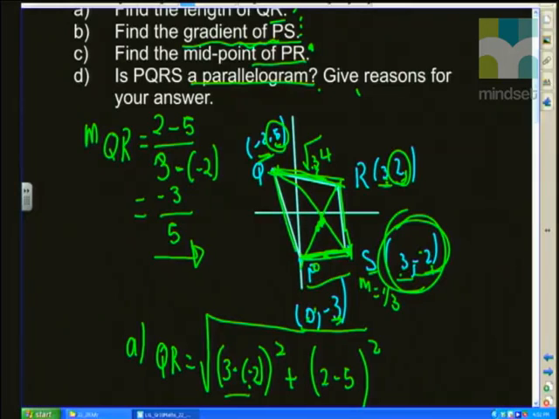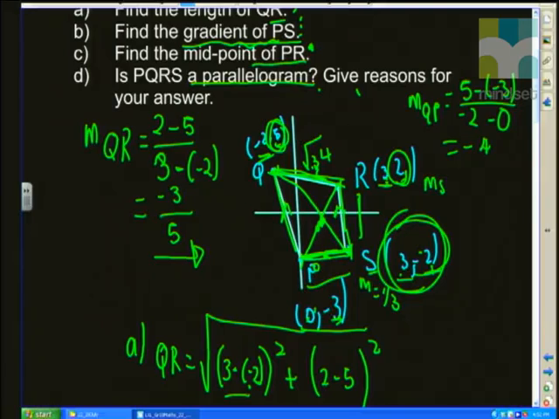So if we tried the gradient of PQ, or QP, we would get 5 minus 3 all over minus 2 minus 0, and that will give me 8 divided by minus 2 is minus 4. All right, and then again, if I want to show that these opposite sides are in fact parallel, then I need the gradient of SR to be exactly the same.